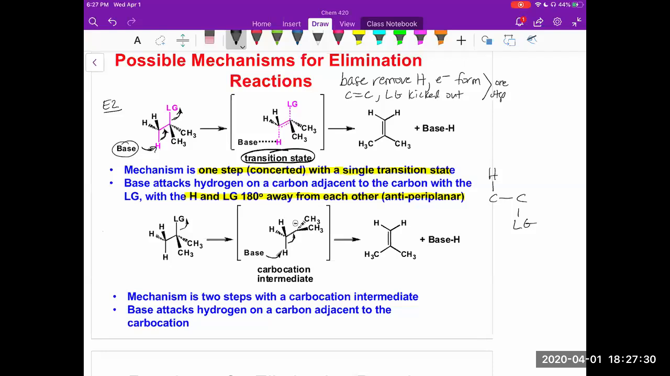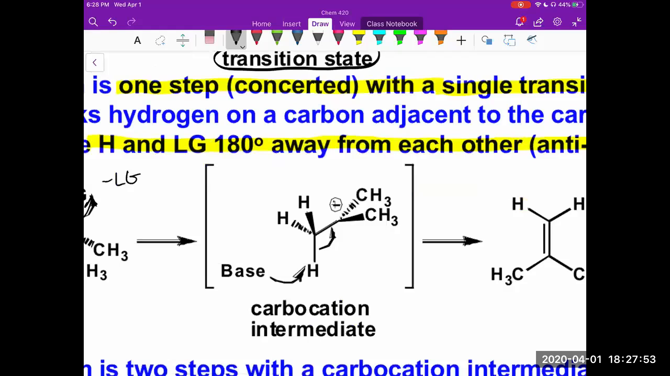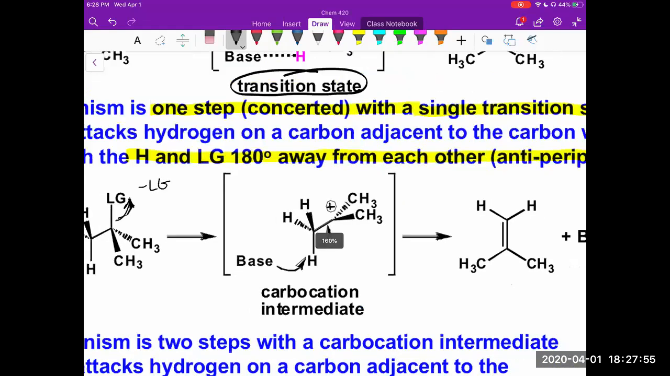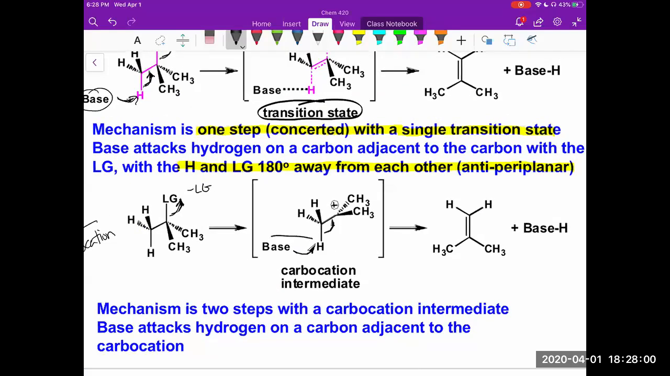This next one's E1. And with what you know about SN1, E1 occurs through a carbocation. So we're looking at a two-stepper here. In E1, we form a carbocation first. The leaving group leaves. We have a carbocation. It sort of looks a little weird here. There's our carbocation. And then in the second step, the base deprotonates and we form the double bond.